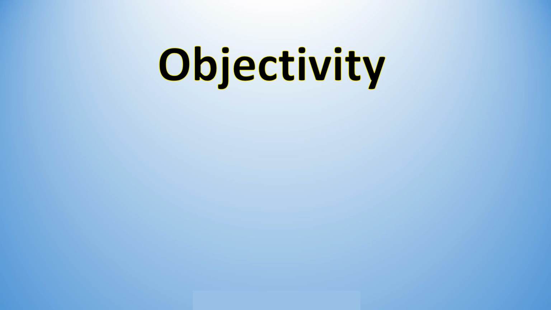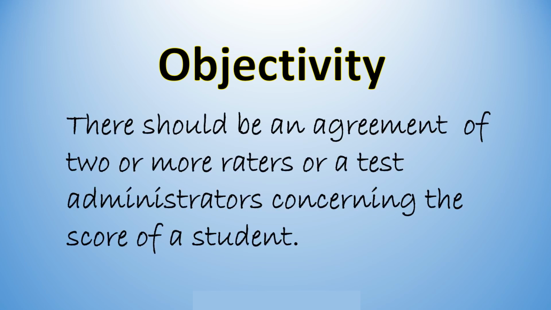Objectivity represents the agreement of two or more raters or test administrators concerning the score of a student. If the two raters who assess the same student on the same test cannot agree on the score, the test lacks objectivity, and the score of neither judge is valid. Thus, lack of objectivity reduces test validity in the same way that the lack of reliability influences validity.